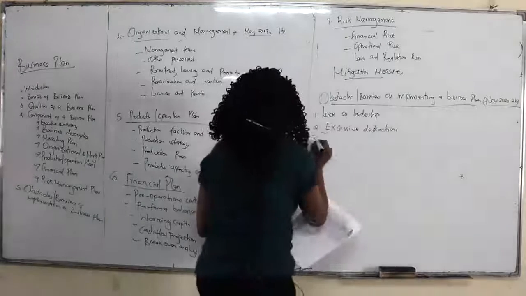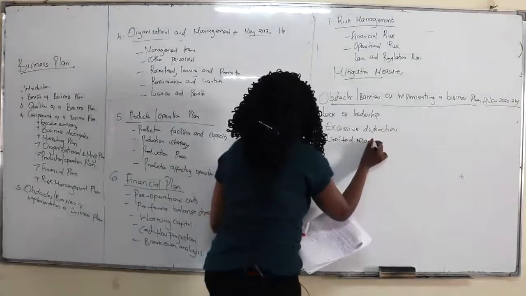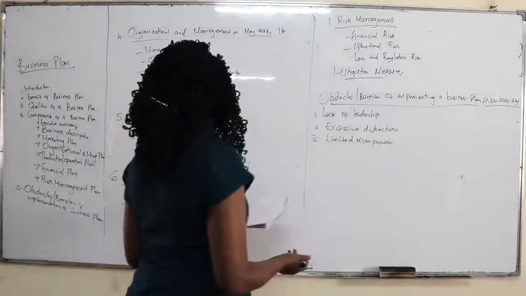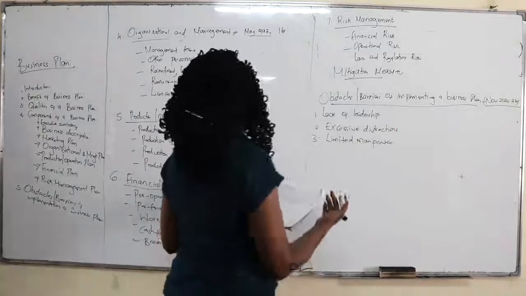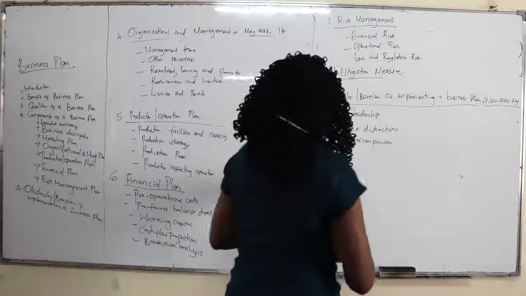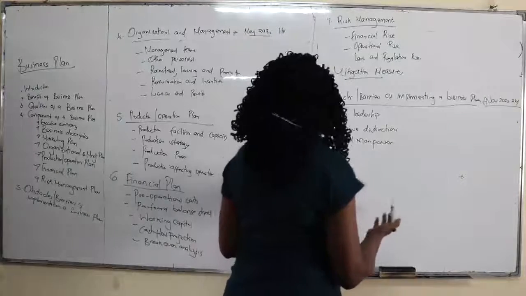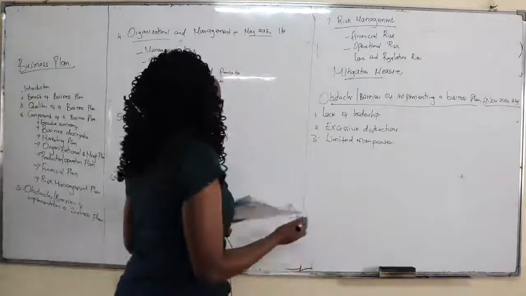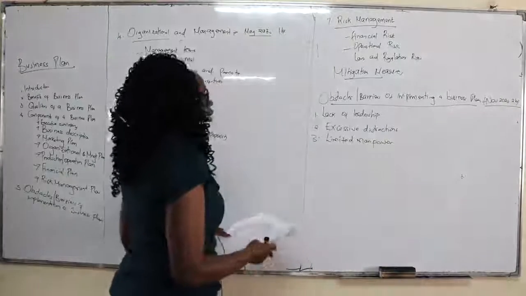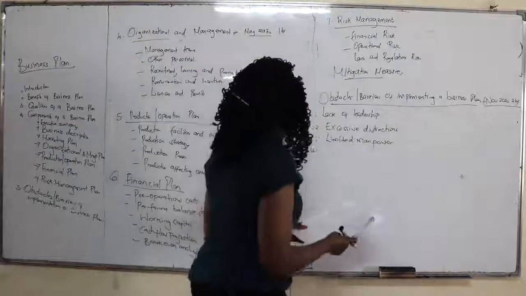Another one is limited manpower. Remember that some business plans might require a large number of employees or people who will be working. If we don't have enough people working, it might affect the implementation of a business plan. In as much as you might wish to hire more staff, that is another cost which maybe the organization is not able to bear at that time.